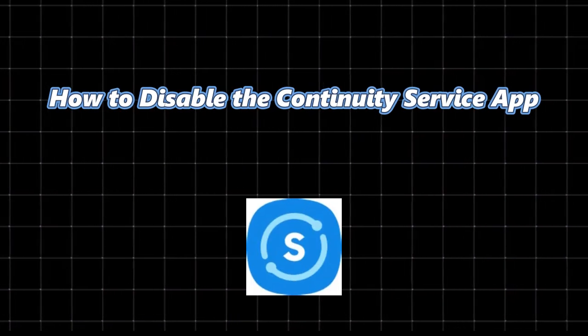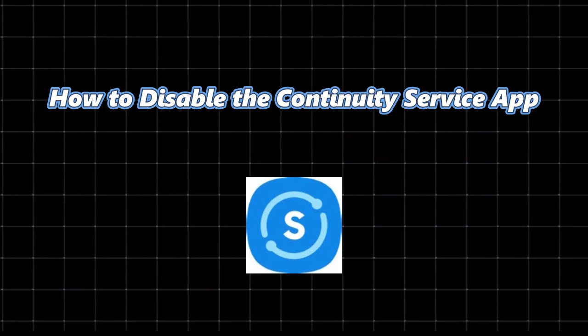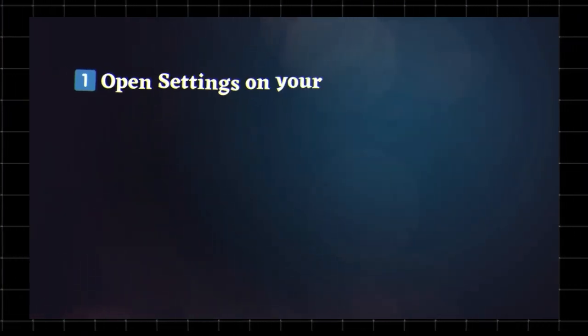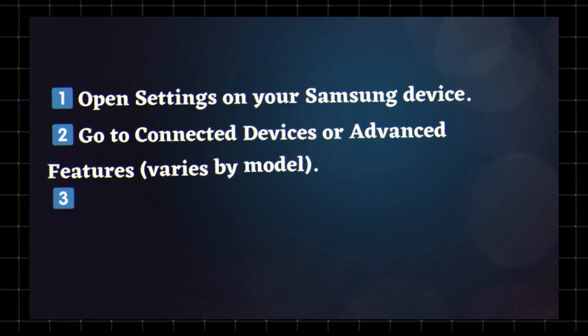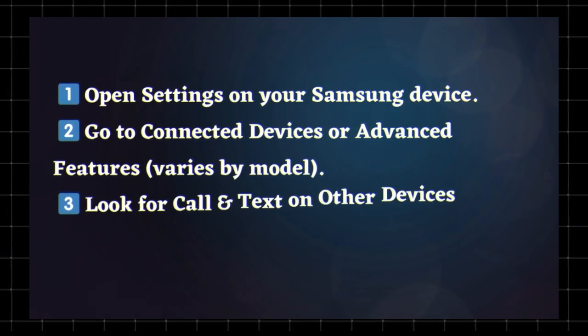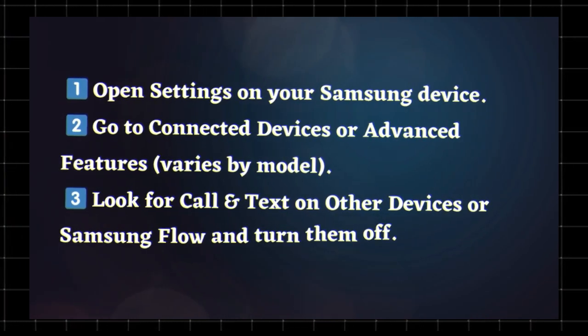How to disable the Continuity Service app? If you don't need this service, here's how to disable it. Method 1. Turn off Continuity Features. Open Settings on your Samsung device. Go to Connected Devices or Advanced Features, varies by model. Look for Call and Text on Other Devices or Samsung Flow and turn them off.